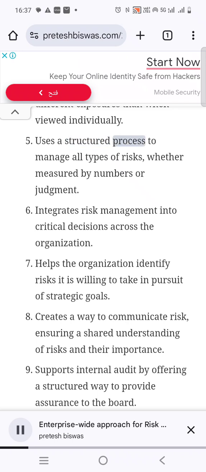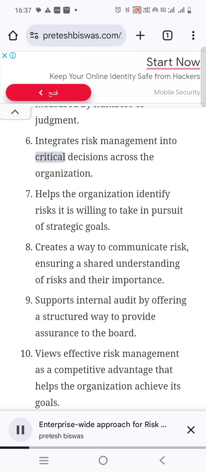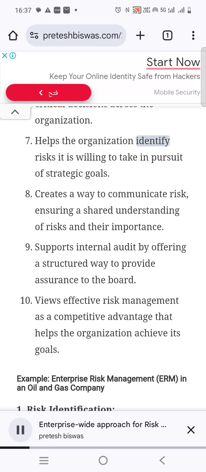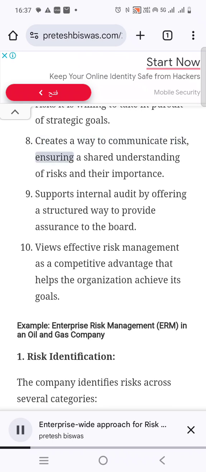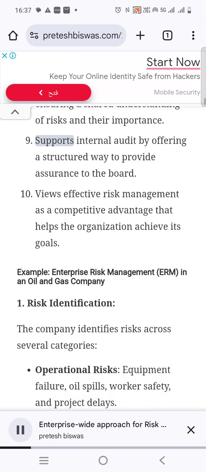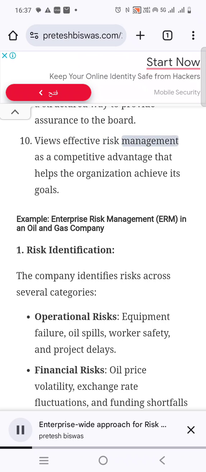5. Uses a structured process to manage all types of risks, whether measured by numbers or judgment. 6. Integrates risk management into critical decisions across the organization. 7. Helps the organization identify risks it is willing to take in pursuit of strategic goals. 8. Creates a way to communicate risk, ensuring a shared understanding of risks and their importance. 9. Supports internal audit by offering a structured way to provide assurance to the board. And 10. Views effective risk management as a competitive advantage that helps the organization achieve its goals.